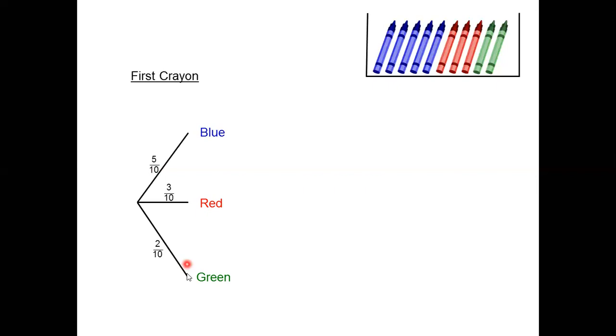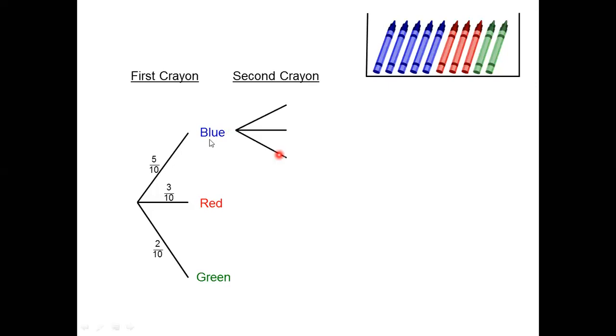Now, if the first is blue, the second crayon could have been blue, red, or green, implying that I have to make another three arms, which shows the possibility of the second selection after the first had been made, which is blue. So when I draw that now, that's my second crayon. My selection for the second crayon shows three arms: this blue, this red, this green. So that's after the first was blue.